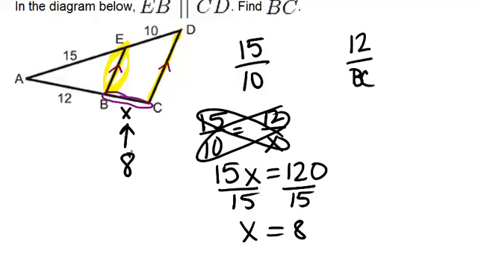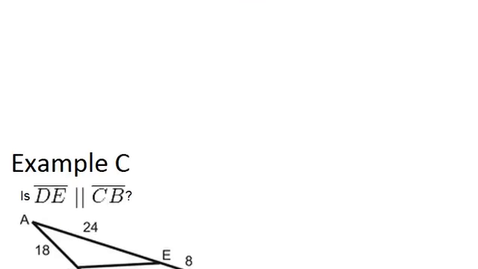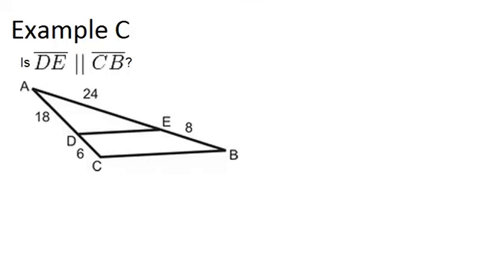All right, let's look at example C. Is DE parallel to CB? So we're trying to figure out if these two segments are parallel to each other. Now, this is the converse of what we just did in the last example. Here, we have to test if the pairs of segments on each side are in the same ratio.